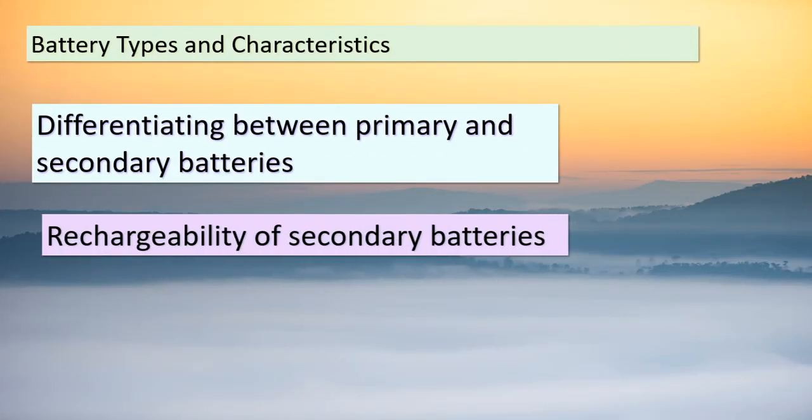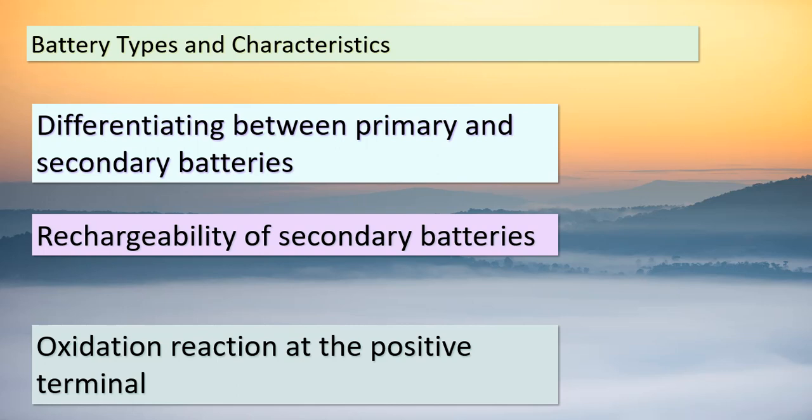Hello, everyone. Today, we're delving into the intriguing world of batteries and their remarkable characteristics. To begin, let's clear up some distinctions between primary and secondary batteries. Primary batteries, also known as non-rechargeable batteries, cannot be recharged. In contrast, secondary batteries, or rechargeable batteries, can be recharged multiple times, making them more environmentally friendly.